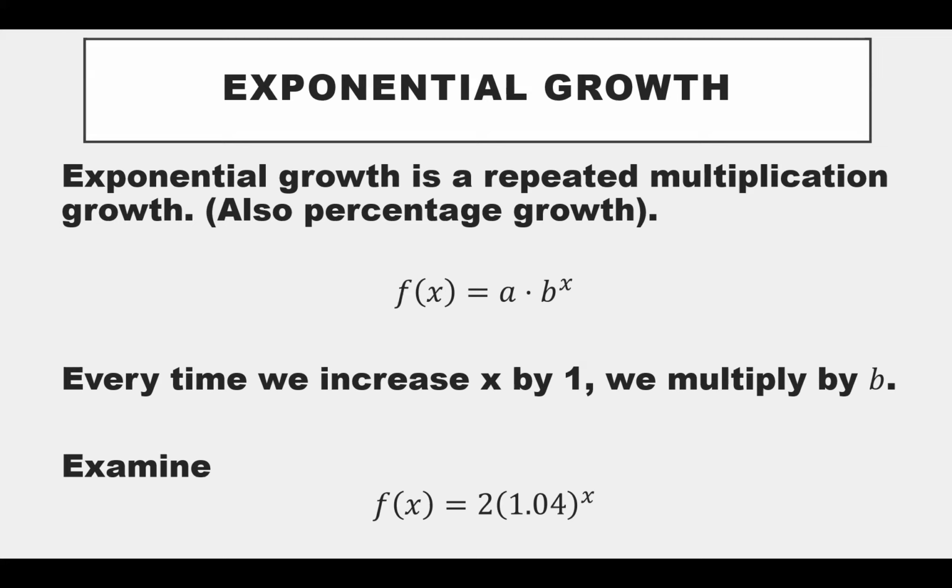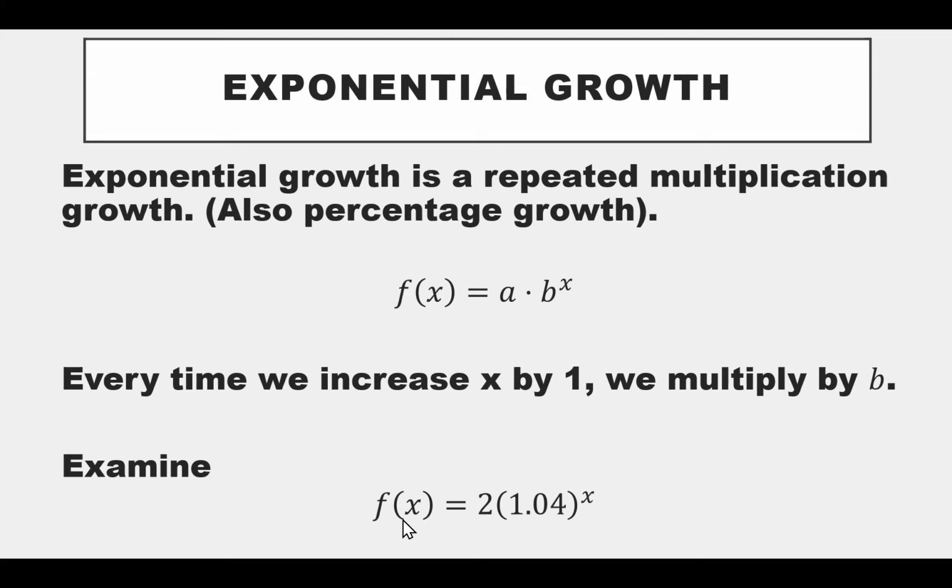So imagine that we have money in a bank account and every year it grows by 4%. Well, year 1 it grows by 4%, year 2 it grows by 4%. That's repeated percentage growth over and over and over. And when we say repeated multiplication, we mean every time we increase x by 1, we're going to multiply by another b. That is our base.